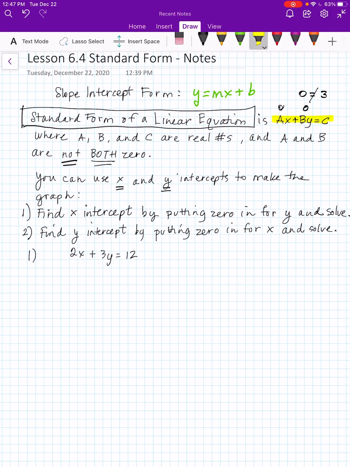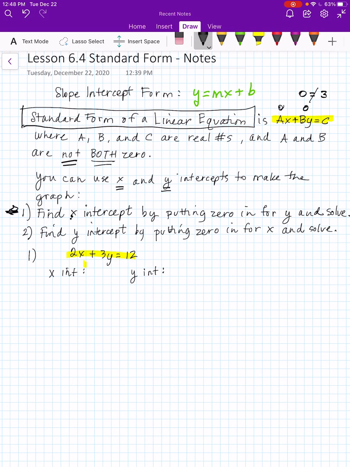So you can see that it is in standard form, ax plus by equals c. And you're going to solve for the x-intercept and the y-intercept. So let me put x-intercept here and y-intercept here. Now to find the x-intercept, this is what it says to do right here. It says put 0 in for y and solve.